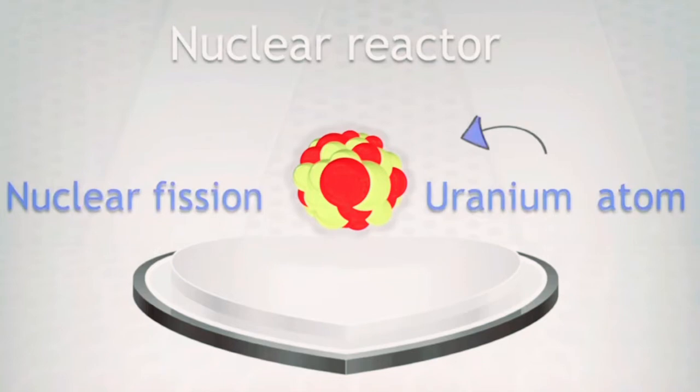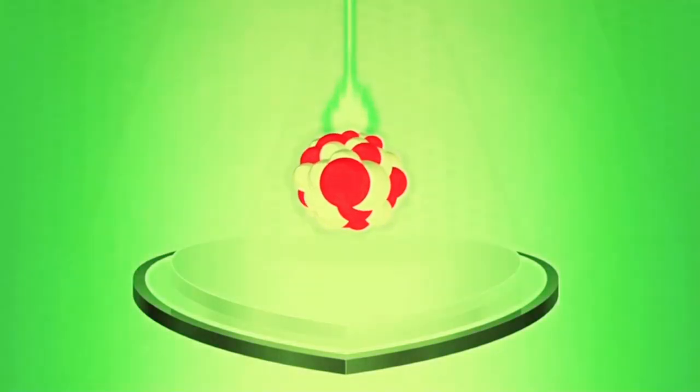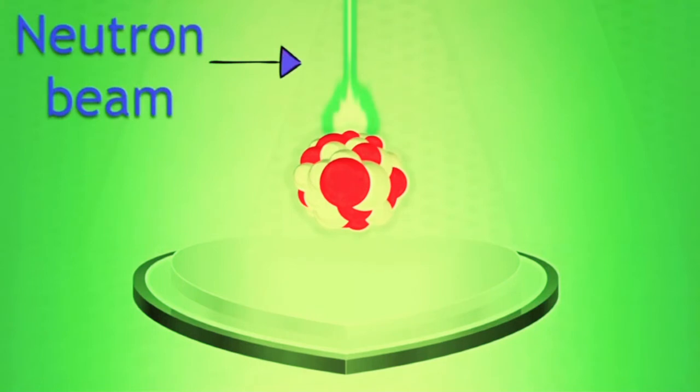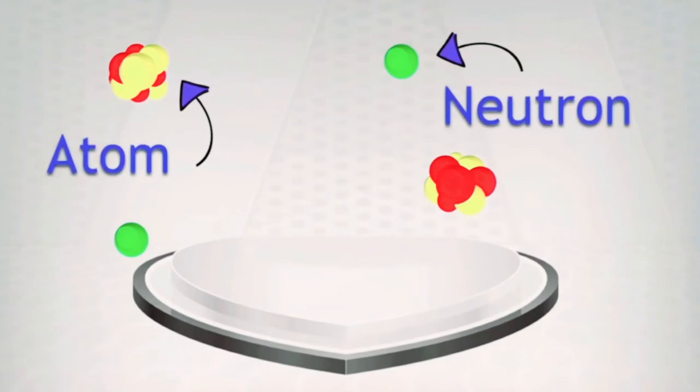A nuclear reactor works by splitting up atoms such as uranium. This is known as nuclear fission. These large atoms are very unstable and can be split up by firing a neutron at them. They split into smaller atoms and a number of neutrons.